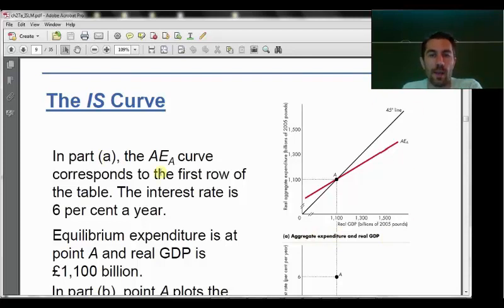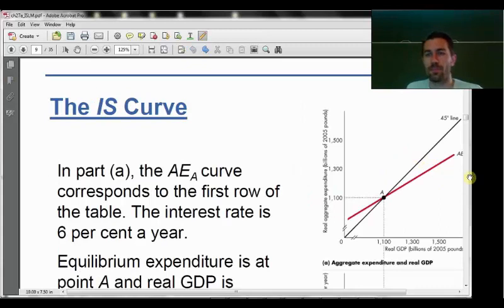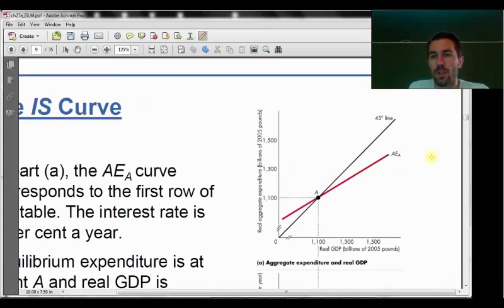In part A, the aggregate expenditure curve, AEA, so here's our aggregate expenditure curve, corresponds to the first row of this previous table. We'll come back to the table. The important part here is that the interest rate for aggregate expenditure A is assumed to be 6%. So we assume for aggregate expenditure A that the interest rate is 6%.